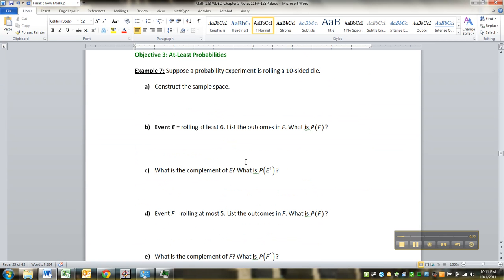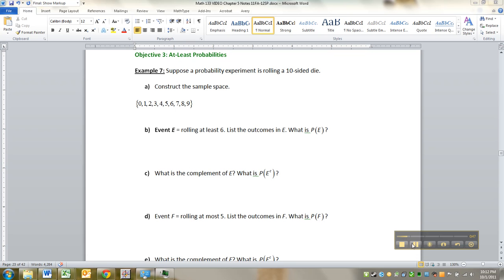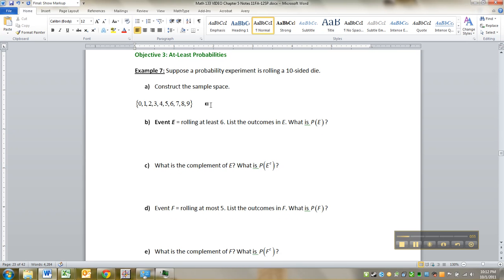All right, next, at least probabilities. Suppose a probability experiment is rolling a 10-sided die. Construct the sample space. But we already ran into the 10-sided die before. It's 0 through 9. It's a little weird because the 10th side is not 10 as it is with all other dice. It's 0. All right, event E is rolling at least a 6. List the outcomes in event E.